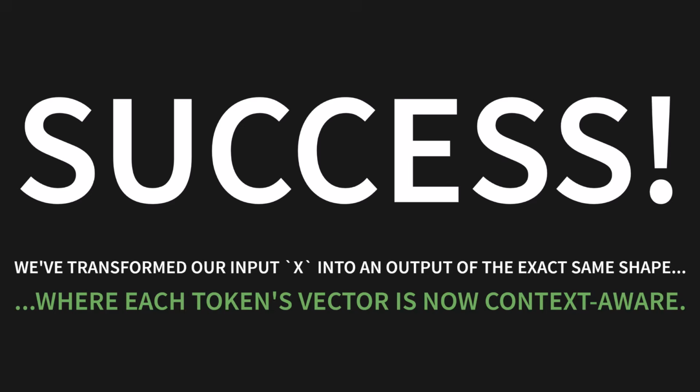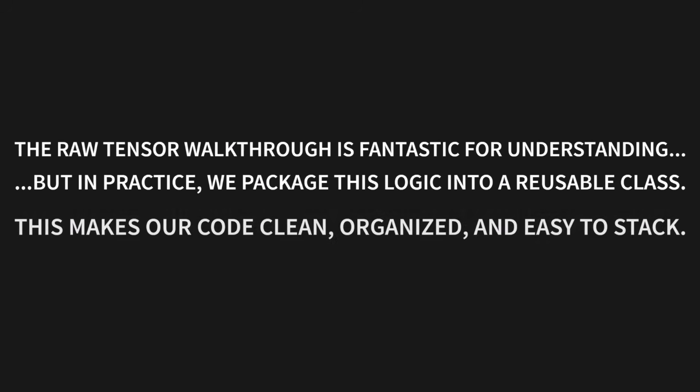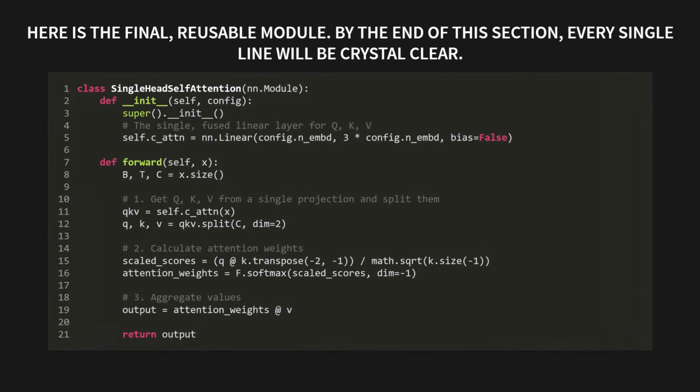Part 2. Encapsulating the logic in an nn.Module. The raw tensor walkthrough is fantastic for understanding, but in practice, we package this logic into a reusable class. This makes our code clean, organized, and easy to stack. Here is the final reusable module. By the end of this section, every single line will be crystal clear. We define a class, SingleHeadSelfAttention, that inherits from nn.Module. Inside the init, we define one linear layer. And in the forward pass, we do all 5 steps.